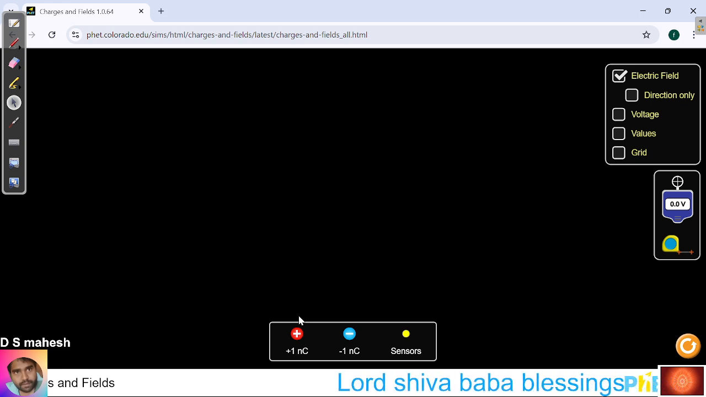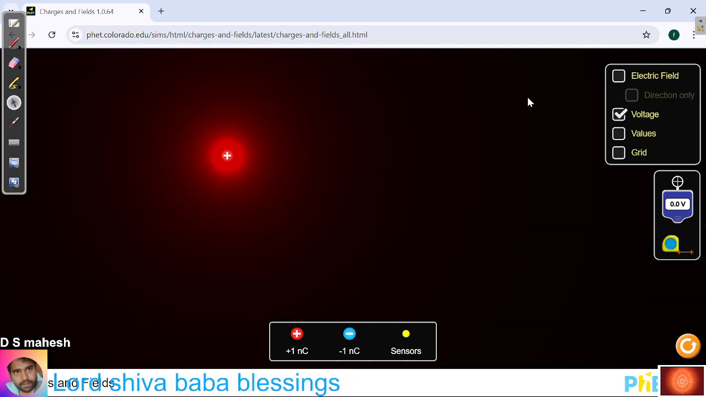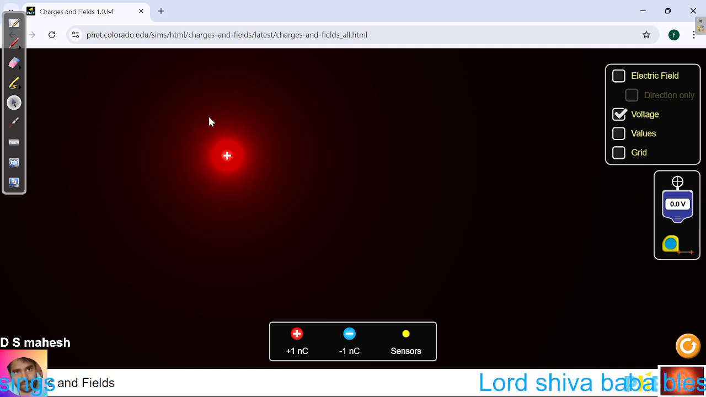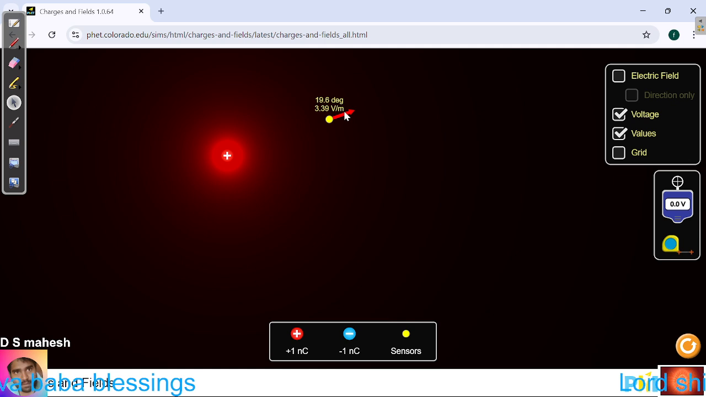Now the simulation version of the electric field and electric field lines which you have studied right now. So first let me consider a positive charge. So this is a positive charge. If you consider the positive charge, it will have an electric field around it. So let me try to find the electric field value at some point. So let's consider this position, what is its value? It is 3.39 volt per meter. So how do we tell that it is 3.39?